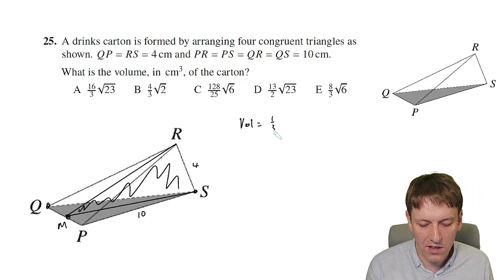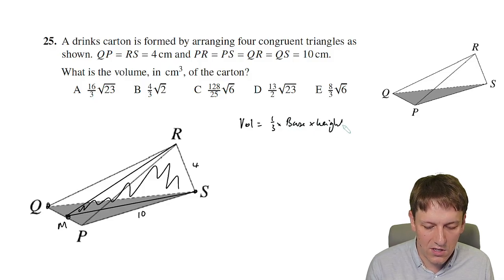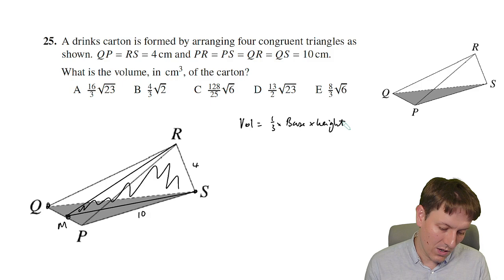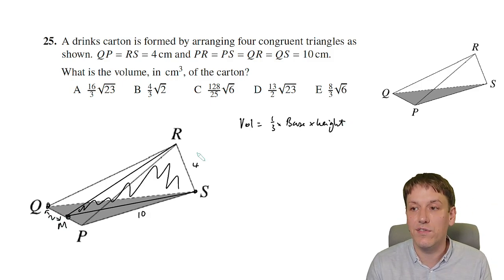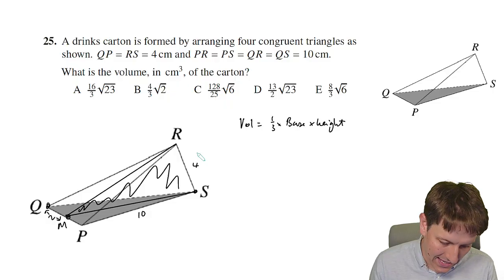The volume of a pyramid is a third times the base area times the height. So actually all I need to do here, well, the height is actually the easy part here, that's 2. I need to just work out the area of this triangle RMS.